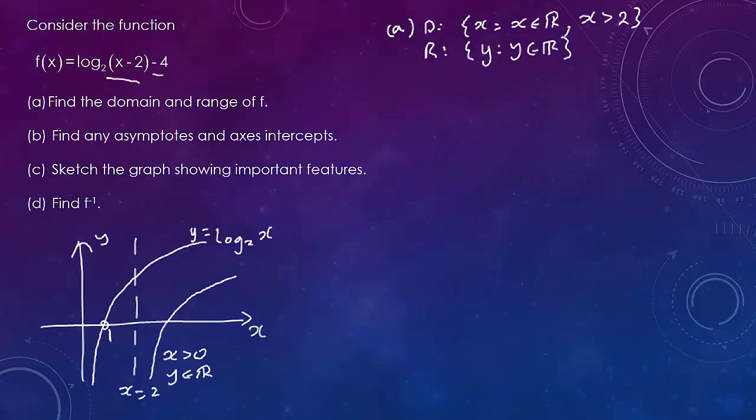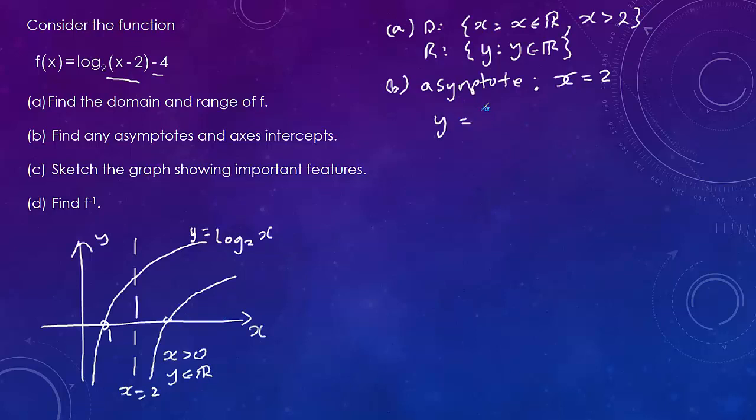Now we've already discussed the asymptote. So the asymptote would be the line x equals 2. And the only intercept we're going to have is this one here.